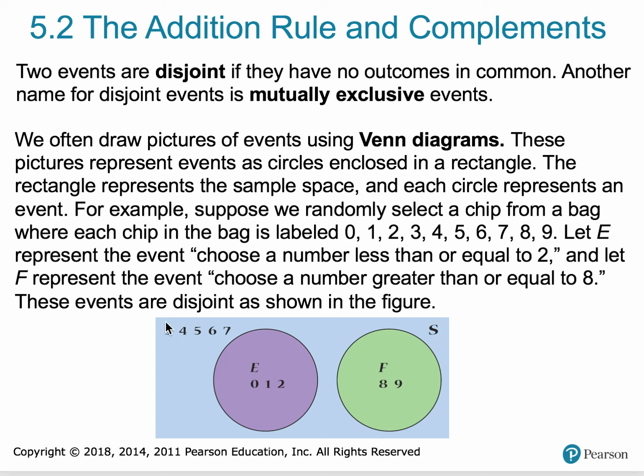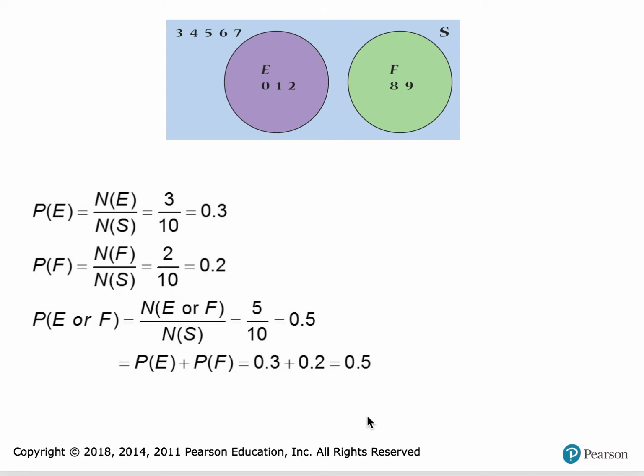Notice it's really important that we have the rectangle. A lot of people try to leave the rectangle off, but the rectangle are all of the options that are in our sample space that aren't covered in an event. Okay, so notice that the outcomes in event E are inside circle E, and the outcomes in event F are inside circle F, and all the outcomes in the sample space that are not in E or F are outside the circles but inside the rectangle.